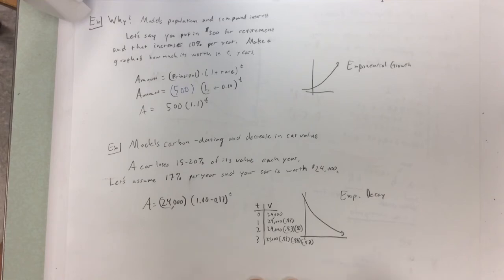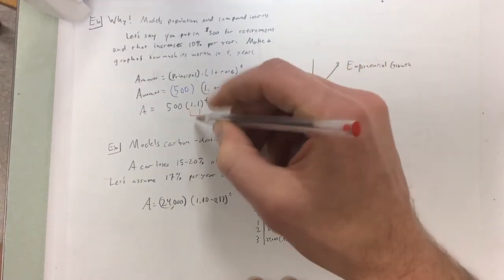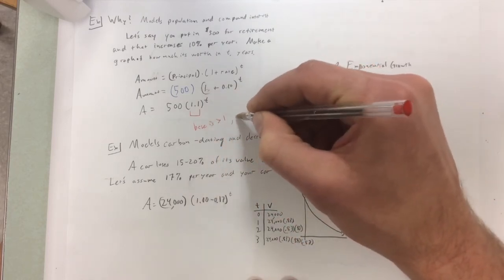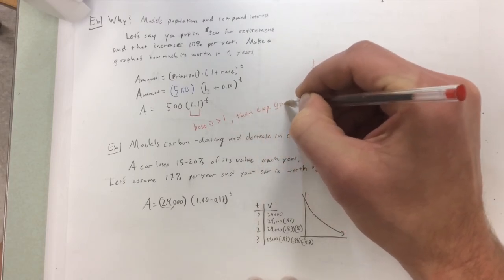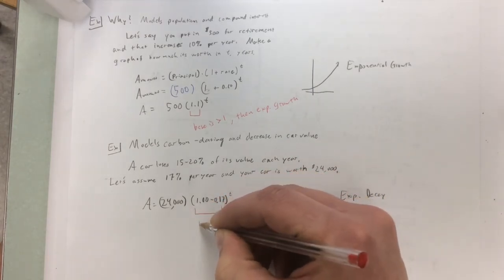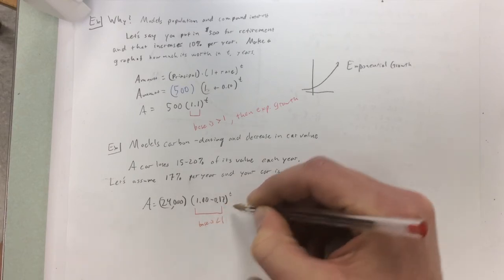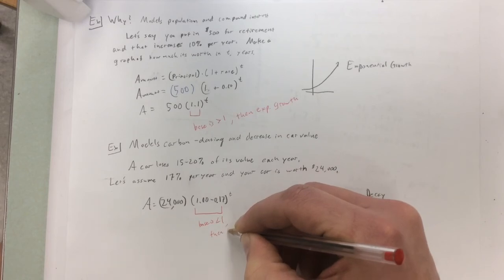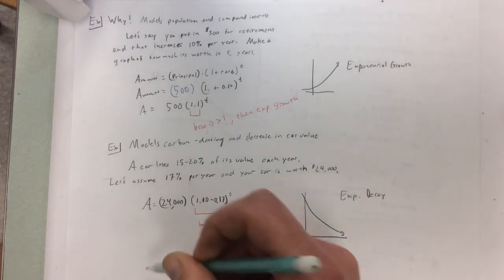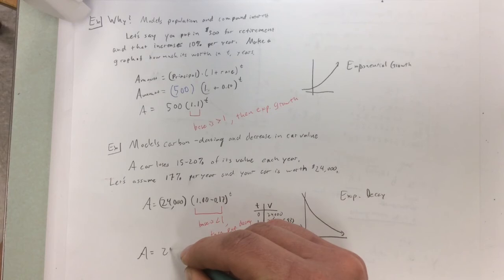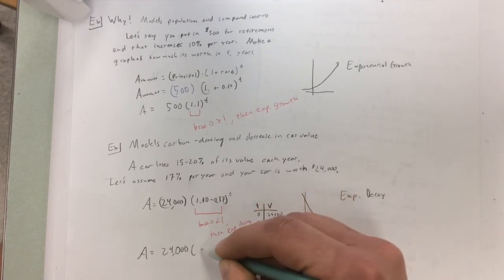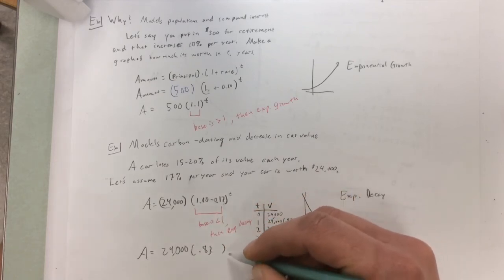You can always tell the difference between exponential growth and exponential decay because if this number, the base, is greater than 1, it's a growth. If this number in here is less than 1, then it's exponential decay. So our model here is going to be, the starting value is $24,000 times 100% minus 17% is 83% raised to the t.